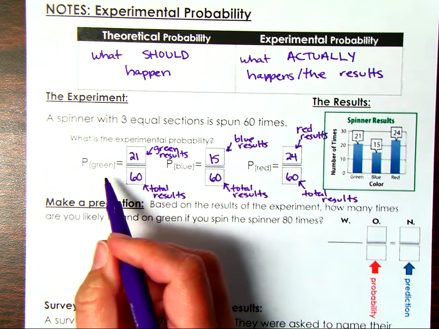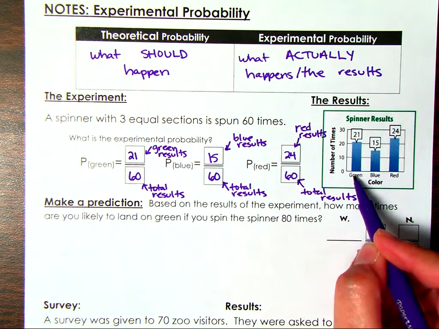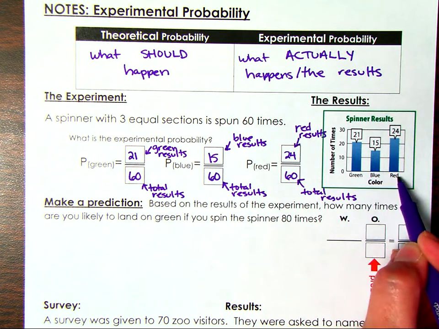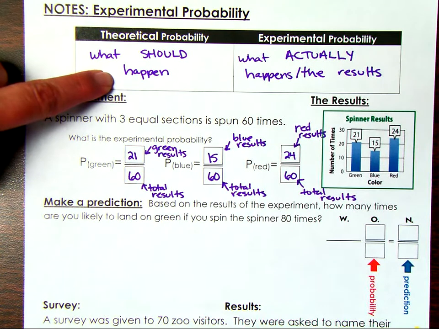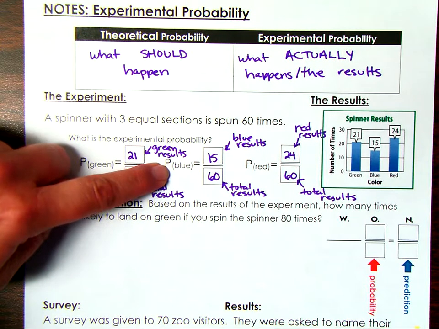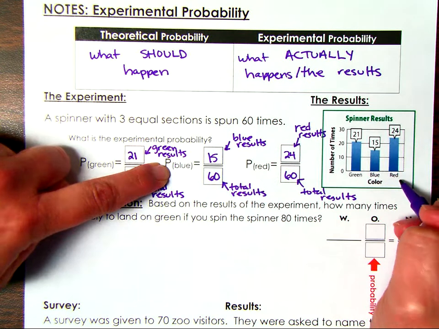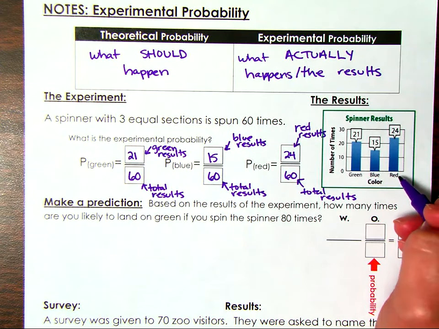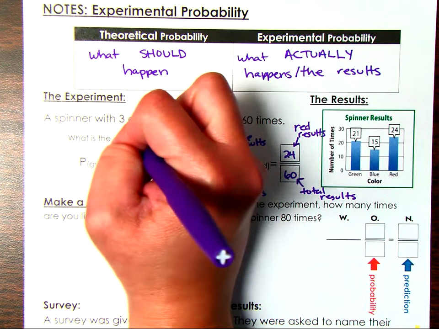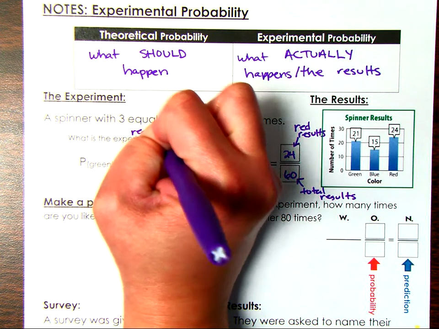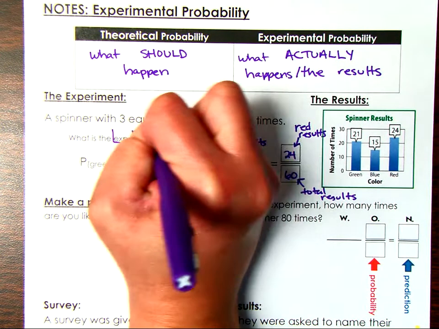Okay? So if you stop and think about it, in theory, the probability of spinning a green, well, that's 1 color out of 3 sections. So we would have written 1 out of 3 if they asked me theoretically. If they asked theoretically what are the chances of landing on blue, that would have also been 1 out of 3. If they asked for red, it would also have been 1 out of 3 because that's 1 out of 3 parts for each of these. But if they're asking for experimental probability, that's based on the actual results that you get. Okay, so that's what we're going to use our information.